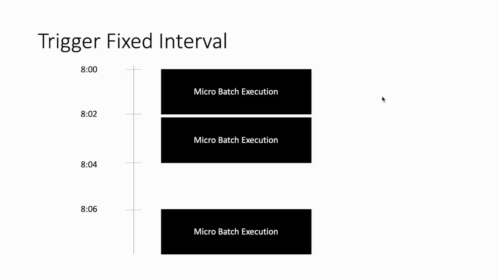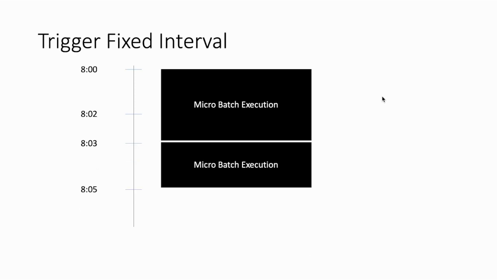Let us see some scenarios of fixed interval. In this diagram, our trigger interval is 2 minutes. Every 2 minutes, a new microbatch is being created. If you do not receive data in any 2 minute interval, a microbatch for that interval will not be created. So here between 8:04 and 8:06, no new data was received. So Spark has not created any new microbatch in that.